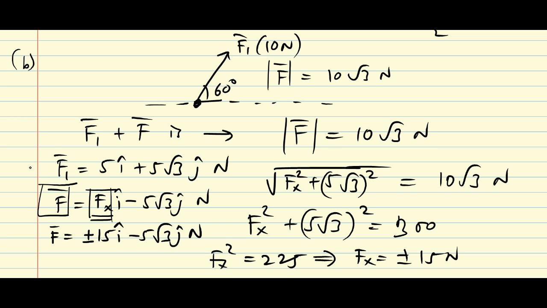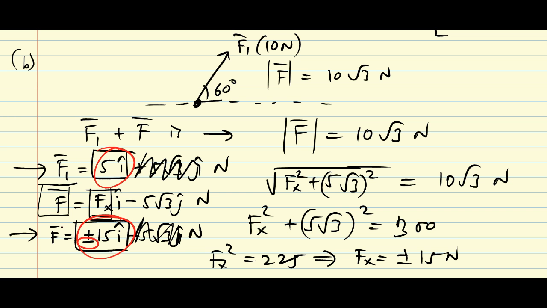Now if you add F1 bar and F bar as desired, this term and this term cancel. We want that to happen, and what remains is the addition of this term and this term. However, let's imagine that I select the minus sign, minus 15 i cap. Then the addition of 5 i cap and minus 15 i cap is negative. In fact, it is minus 10 i cap. In other words, the resultant force is going to be leftward if I select the minus sign.